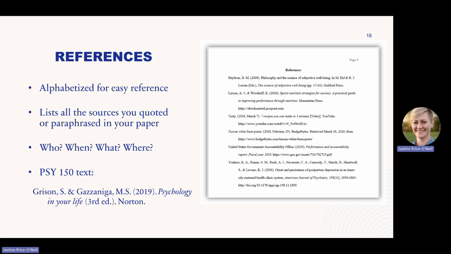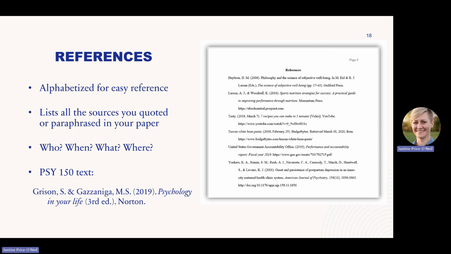Okay, and now let's look at the references page. So the references page is a list of all of your sources cited in the paper, and it is the last page of your paper itself. And you can see here that it's alphabetized for easy reference by whatever comes first in the citation. So usually that's the last name. Sometimes it might be the title, but whatever you see first, you'll be alphabetizing by that.